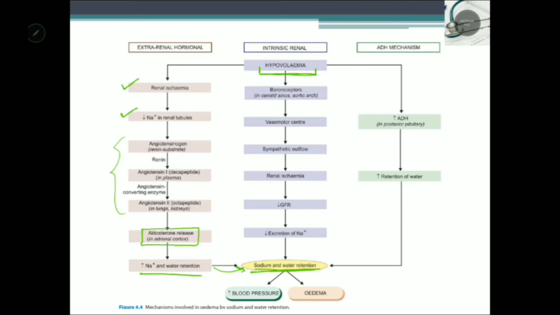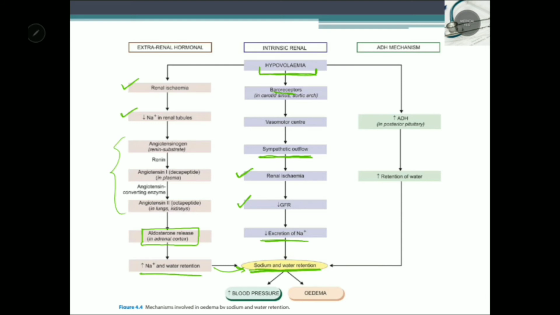Then, due to hypovolemia, this is also sensed by the baroreceptors of our body due to decreased blood pressure. So it will activate the sympathetic system of our body, which is going to lead to the constriction of the arteries and arterioles, which is again going to lead to renal ischemia, so there will be decreased GFR, and hence the kidneys will not be able to work properly, which is going to lead to decreased excretion of sodium, and more of it will be retained in the body along with water.